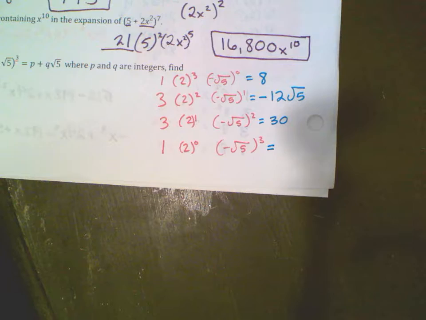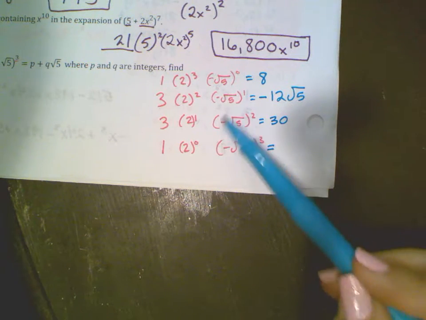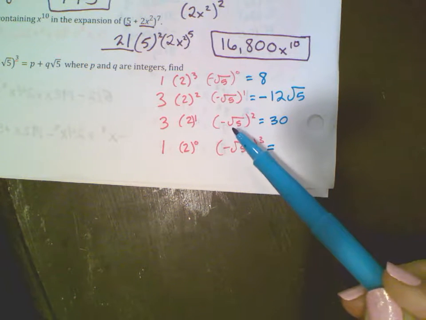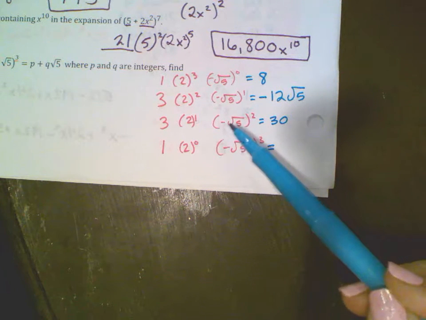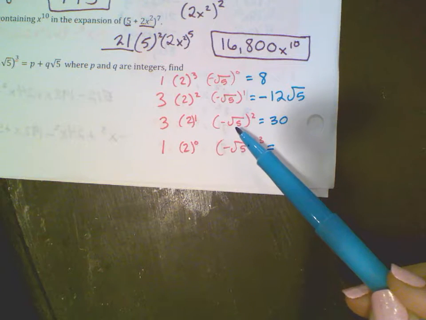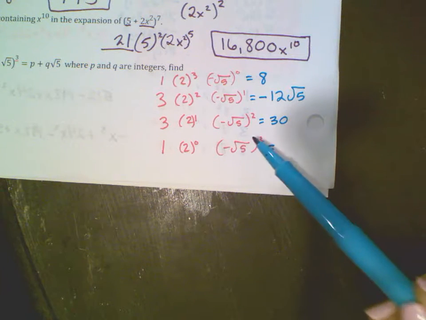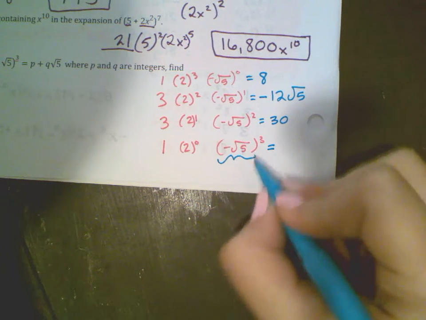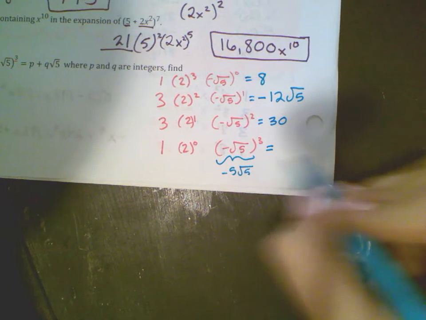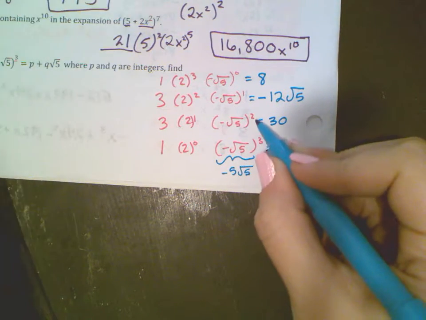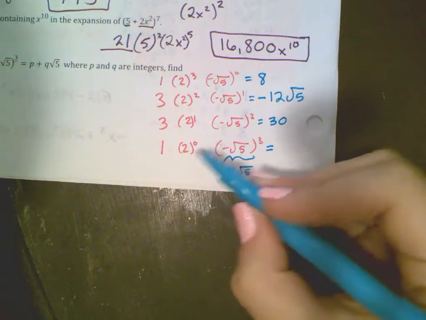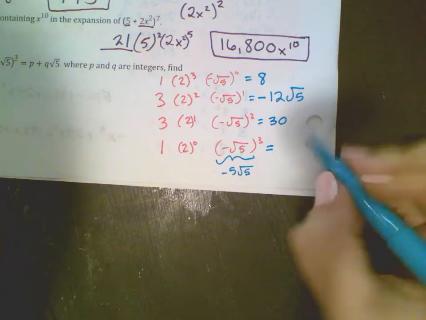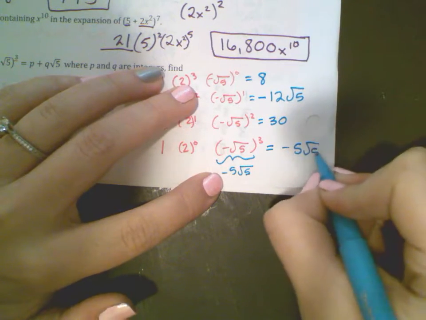Then, remember how this ended up being 5? Because we know negative square root 5 times negative square root 5 gives us positive 5. If we then multiply by one more negative square root 5, we get negative 5 square root 5. So I'm going to write that under here. All we did was take our 5 and multiply it one more time since we went from squared to cubed. 2 to the 0 is 1, times 1 is 1, times this gives us negative 5 root 5.